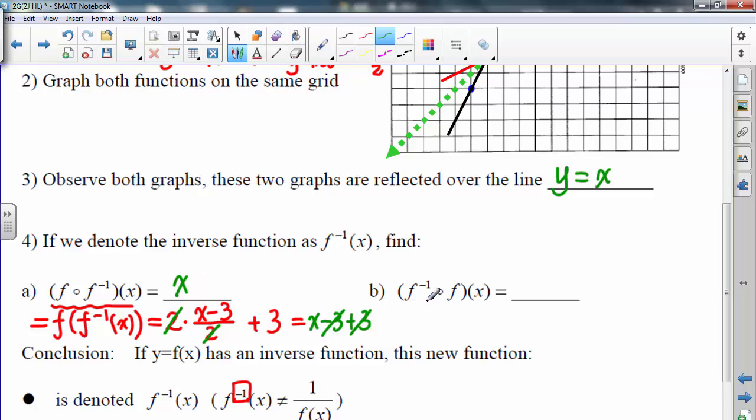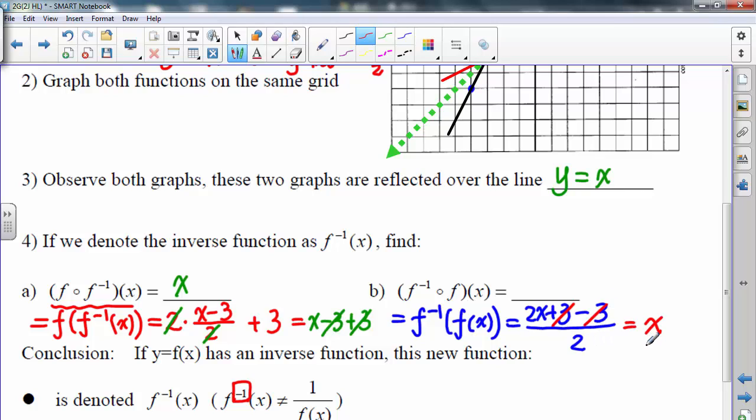Let's look at what f inverse of f of x is. That means I plug the original function into the inverse function. My inverse function is x minus 3 over 2. So this x should be replaced with the original function, which is 2x plus 3. Plus 3 minus 3, they cancel out. 2x over 2 is also x.